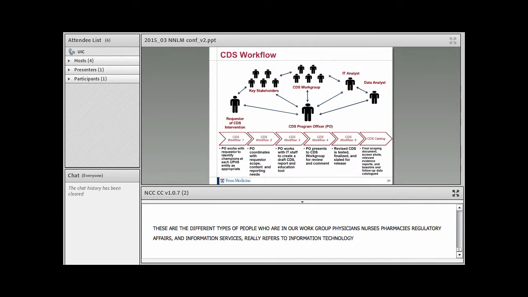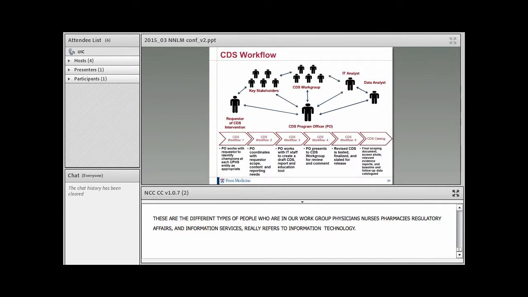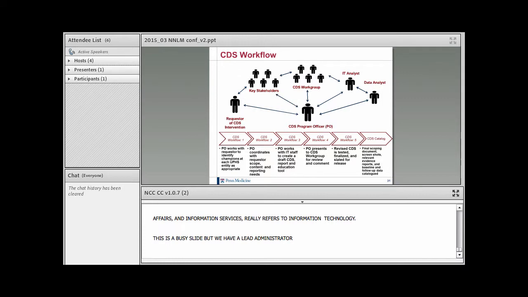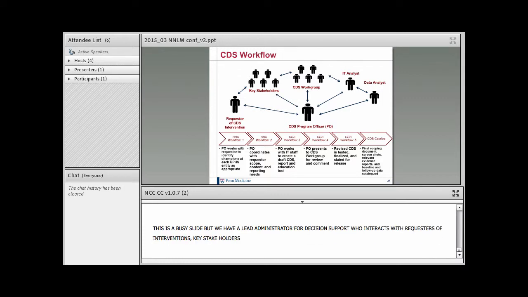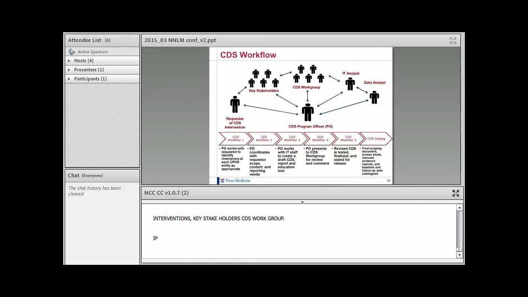This is a busy slide, but we do have a lead administrator for decision support who interacts with requesters of interventions, key stakeholders, our CDS work group, and IT analysts to build these interventions, and a data analyst to ensure that we can understand its impact. So she's very busy.